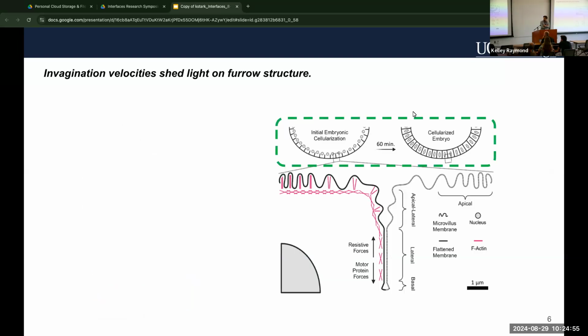In the top of this cartoon, boxed in this green line, we have a cartoon of this, with an embryo on the left-hand side where we have a furrow invaginating, and we're zooming in. On the right-hand side, we see the complete invagination. Below that, we have a cartoon of this. Once again, this is a partially forming epithelial cell. We cut it in half just for symmetry in this case.